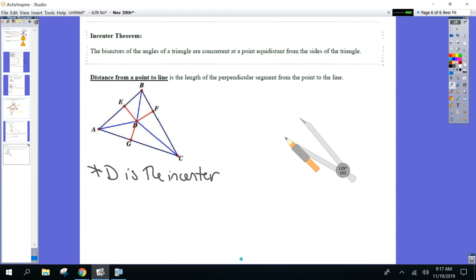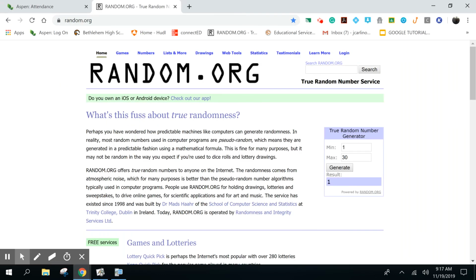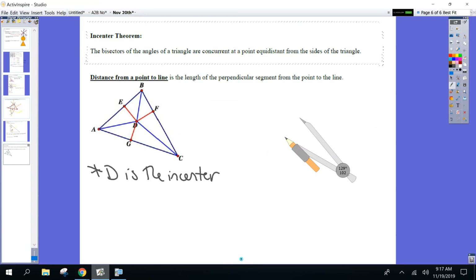Name 3 line segments in your diagram that must be congruent then. Equidistant from the sides. 4, name 3 line segments equidistant from the sides. DE is congruent to DF. Perfect.